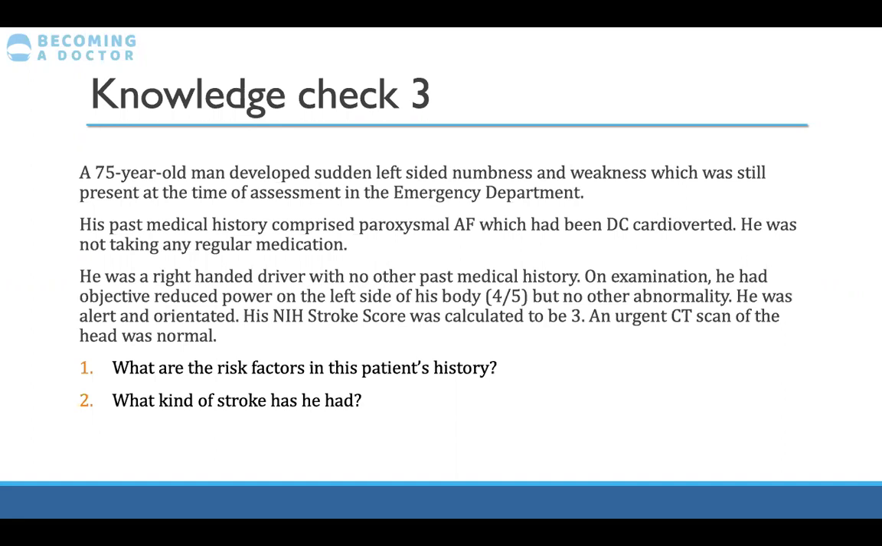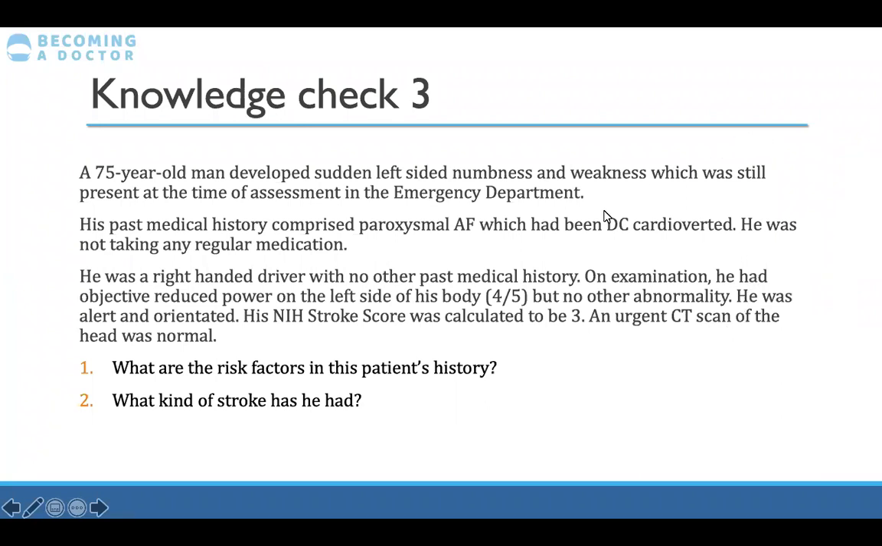On examination, he had objective reduced power on the left side of his body, 4 out of 5. So that's the scoring system we use, remember? But no other abnormality. He was alert and oriented. His NIH score was calculated to be 3, so that's a prognostic score. An urgent CT scan of the head was normal.